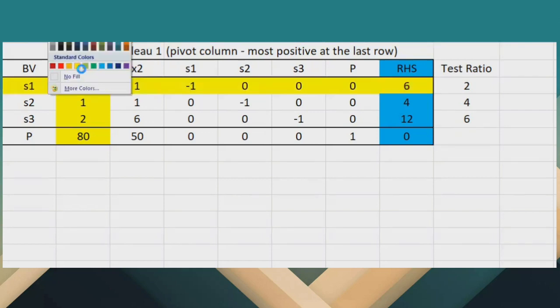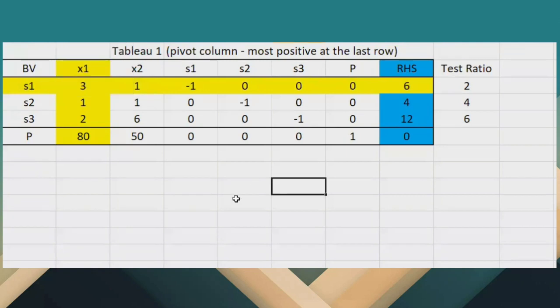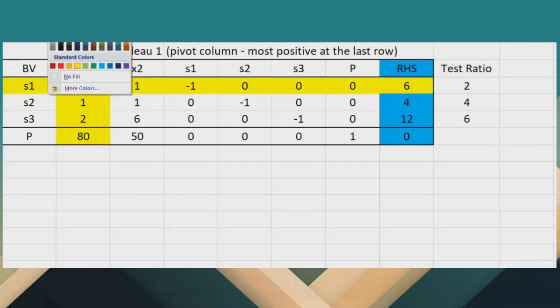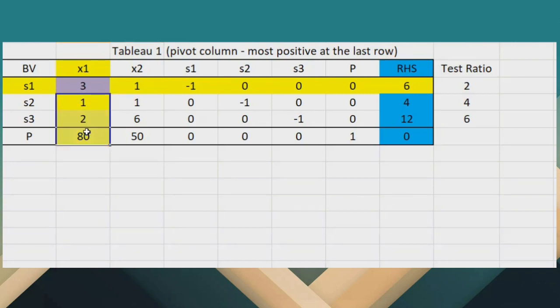Highlight yellow. Okay? Then get the pivot, intersection of pivot column and pivot row. So this one, this is 3. Okay? And the rest, you will change that to 0.